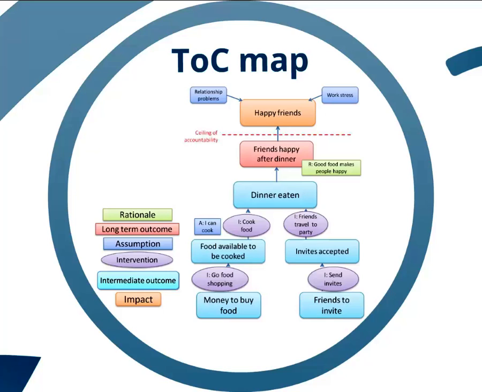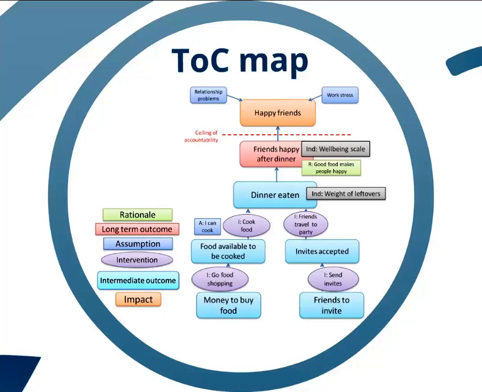So you add in this wonderful magic line called the ceiling of accountability. And this ceiling says that we are going to be accountable for everything below the line, and everything above the line is what we're hoping to help contribute towards, but which we are not solely responsible for achieving through our complex intervention. So in this case, we could be accountable for making our friends happy after dinner, because that is a consequence of how nice the party was effectively, but we will not be ultimately responsible for whether they are generally happy.